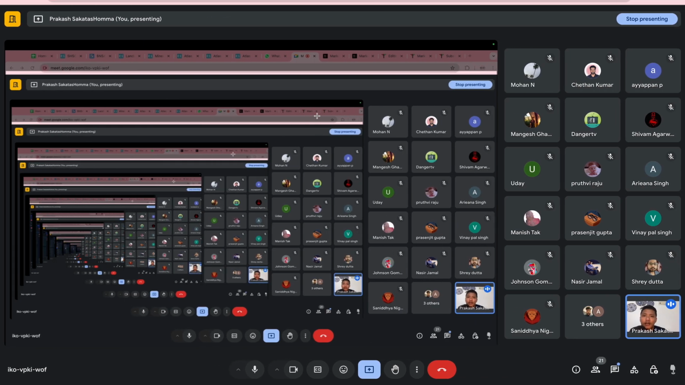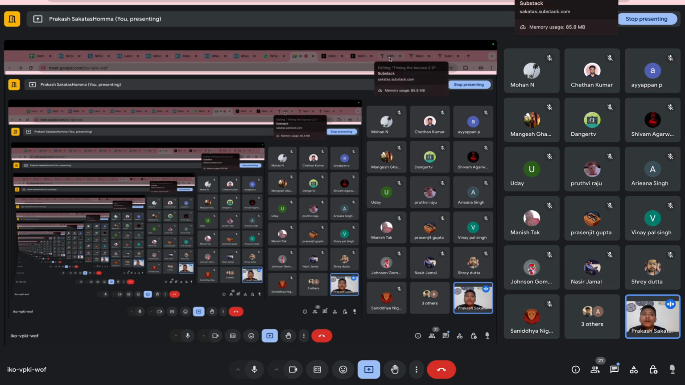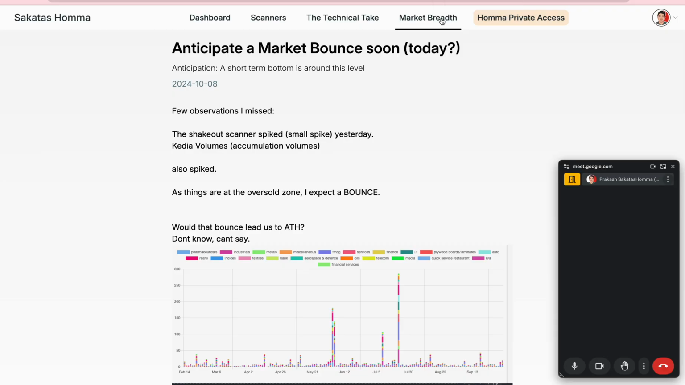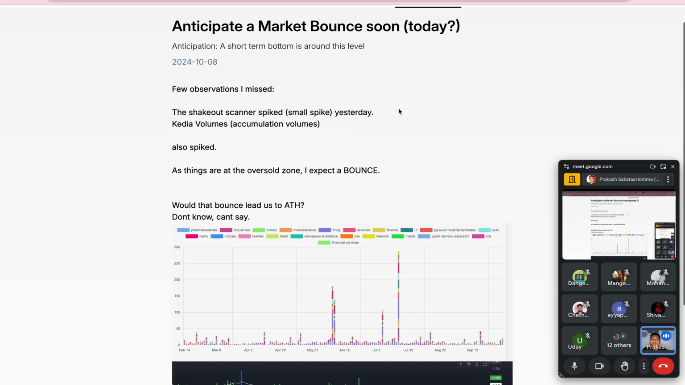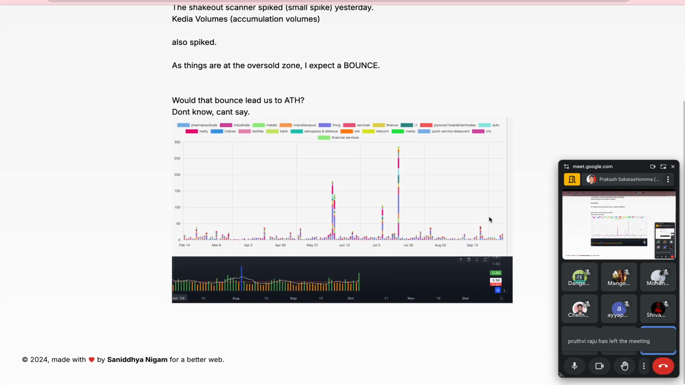What I was saying, I will have to go a little bit back. This morning in the breadth update, what I wrote about why I anticipated a bounce today was because there was a spike in the shakeouts. The number of shakeouts was a little bit here and there, and the KDA volume also spiked, albeit both of them were very small. But the anticipation was always in place because we were oversold.